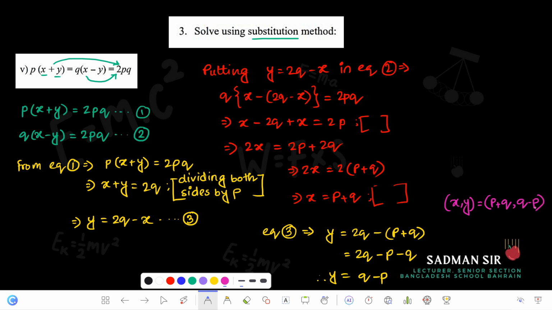Again, if you want to check whether your answer is correct or not, what you can do is plug back this value of x and y in the given equation, then check whether all three expressions are equal or not. Okay, so that was the solution of problem number 5.